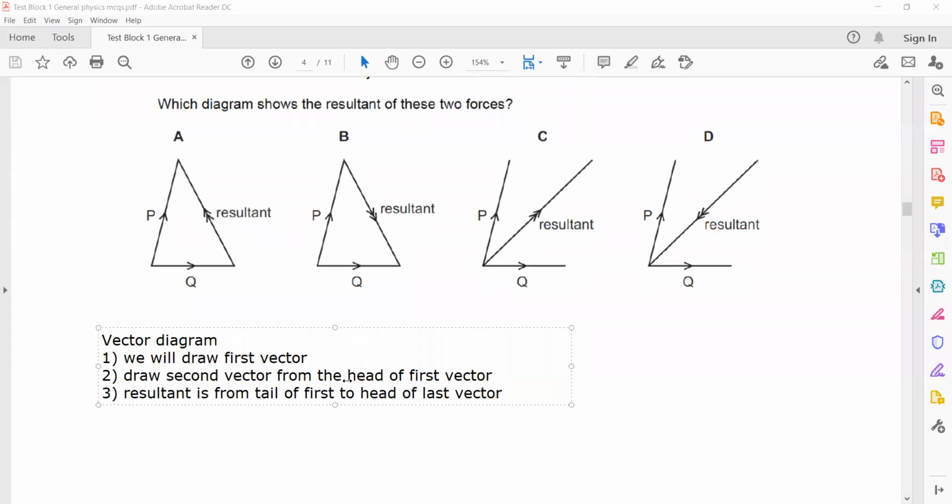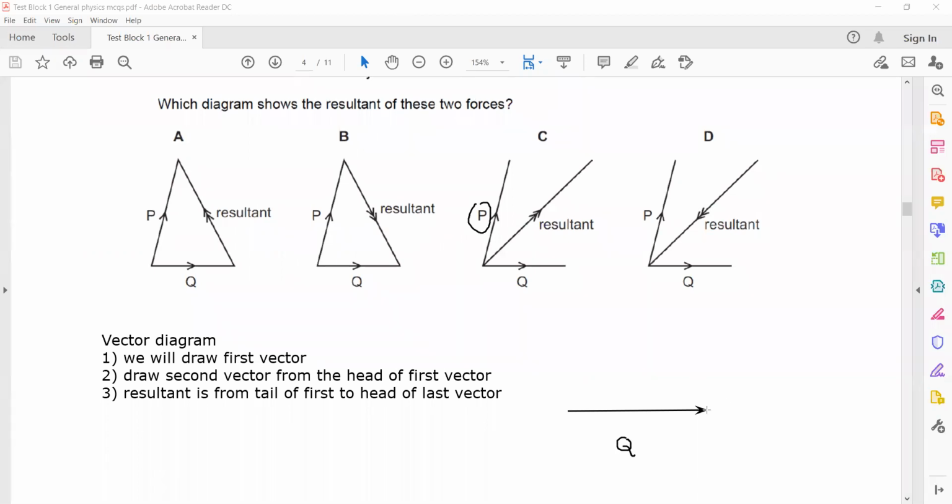So we want to show which one is the resultant. Here two vectors are there, P and Q. If we draw the first vector according to this vector addition rule, this is our first vector, Q. You can take any of them, you will get the same answer. Draw the second vector from the head of the first vector. Our second vector is P.